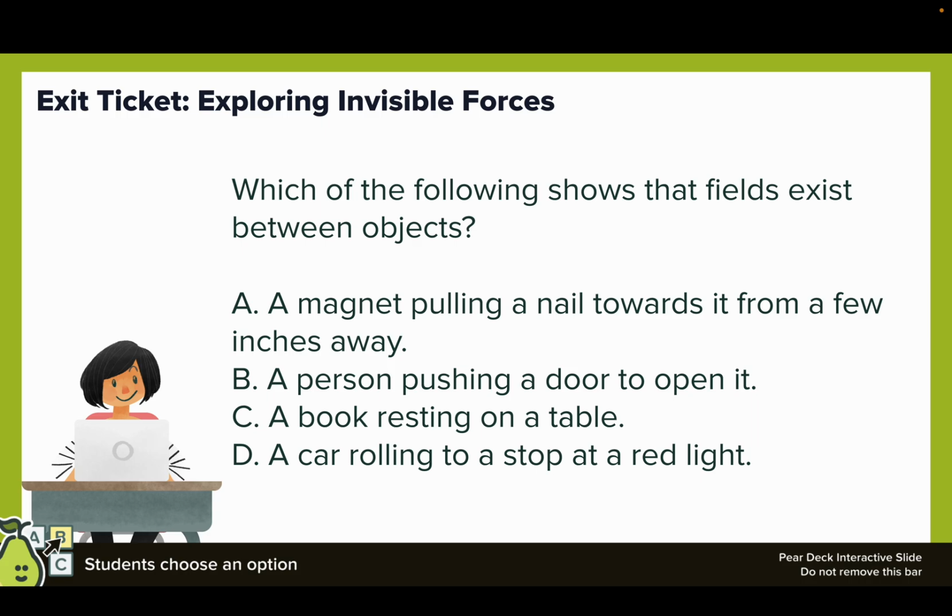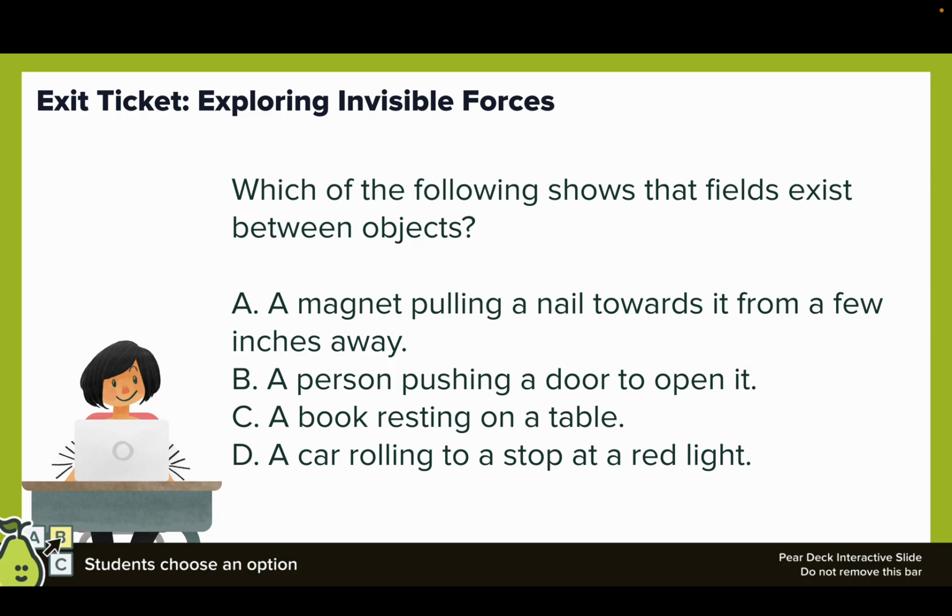Exit ticket. Exploring invisible forces. Which of the following shows that fields between objects exist? A magnet pulling a nail towards it from a few inches away. A person pushing a door to open it. A book resting on a table. A car rolling to a stop at a red light.